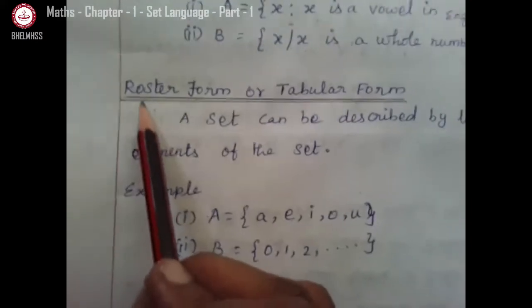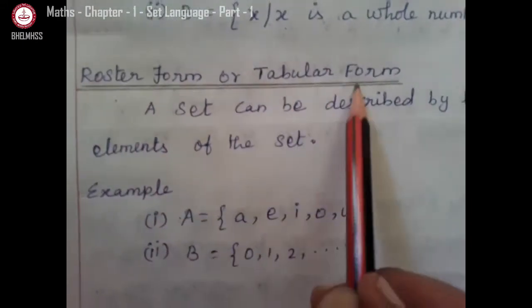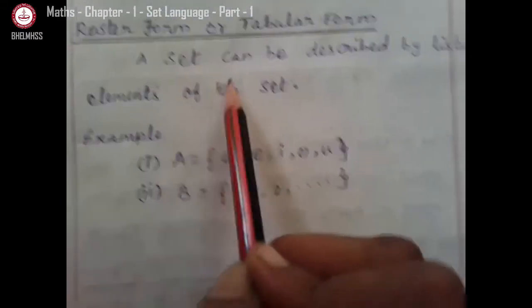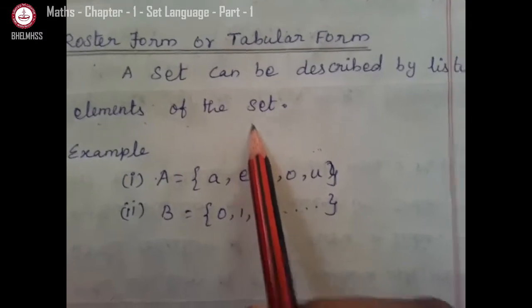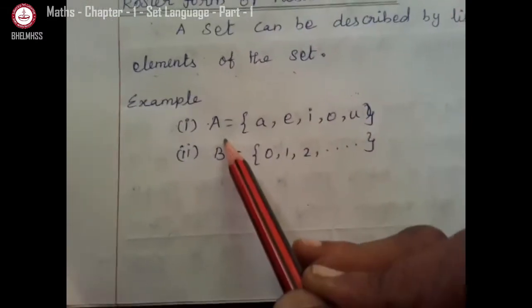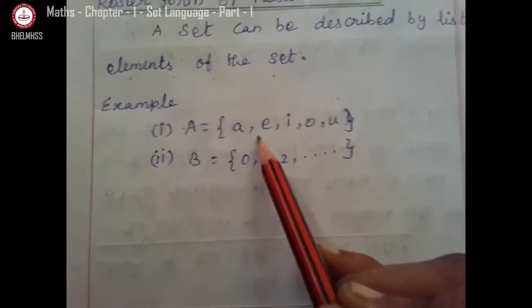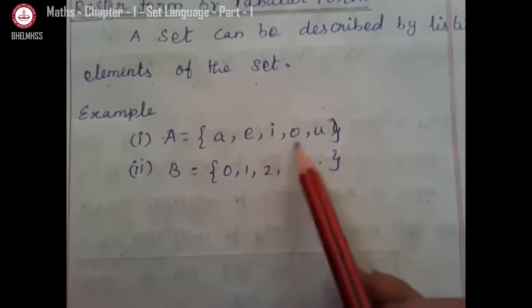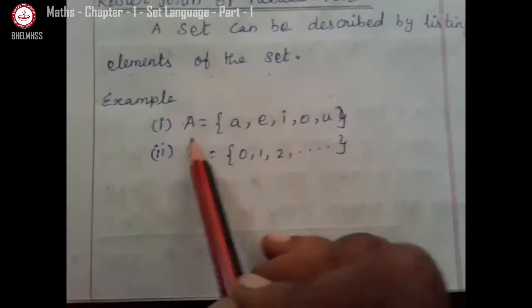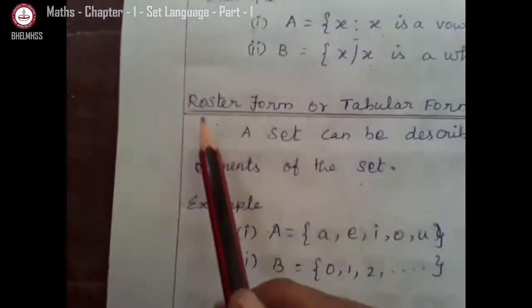Next we see the roster form or tabular form. A set can be described by listing all the elements of the set. Example, A equal to {a, e, i, o, u}. That is the roster form.